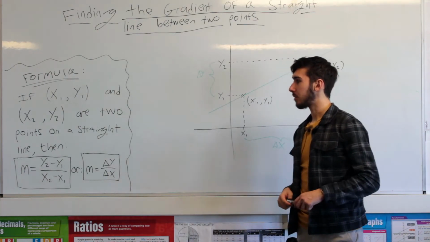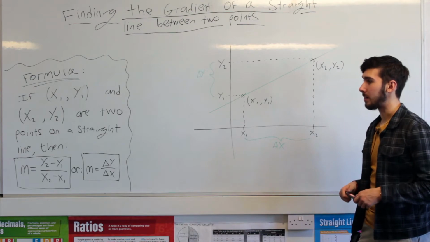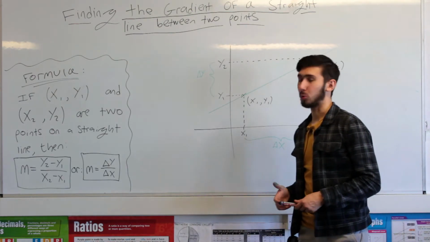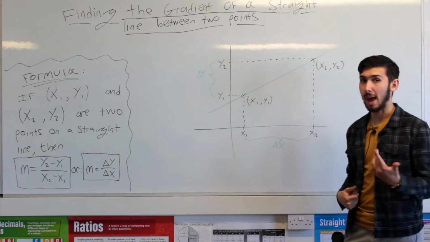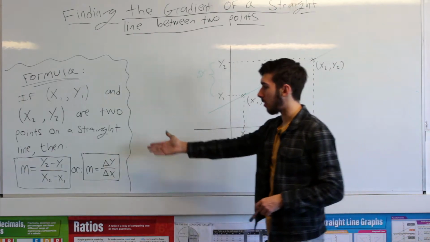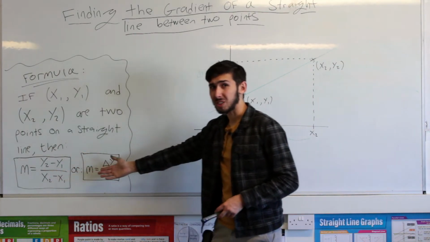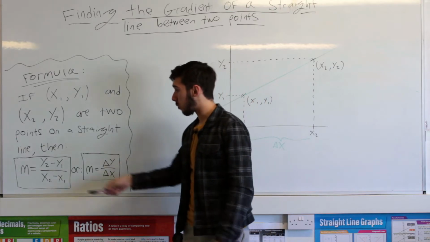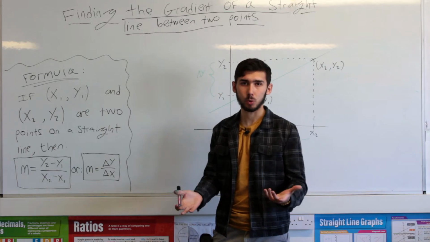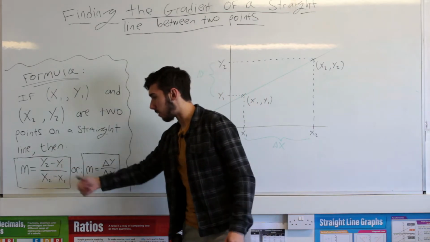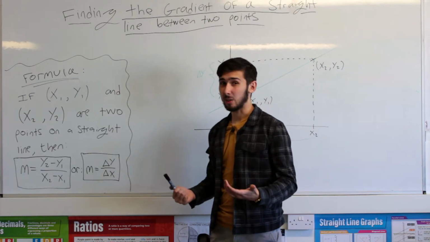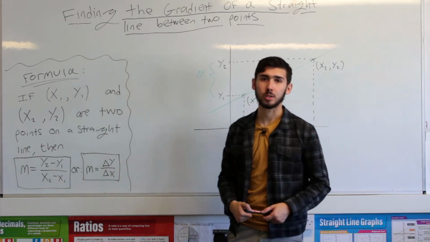If they're 2 points and they're on a straight line, then the gradient, which we're calling m, remember from y equals mx plus c, the way that you figure out what m is, you use either one of these formulas. These formulas are the same, they're just written differently. So m is y2 minus y1, the difference between the y coordinates, divided by x2 minus x1, the difference between the x coordinates. In other words, delta y over delta x.